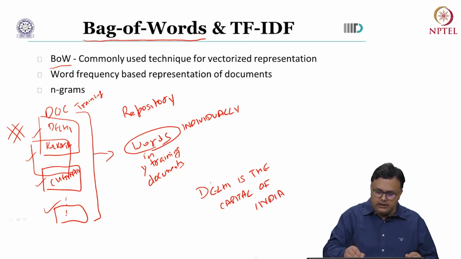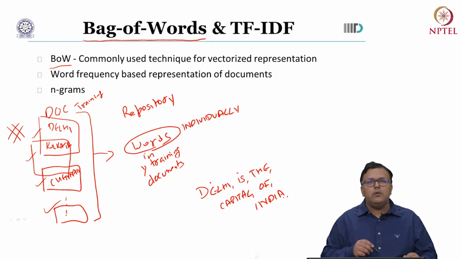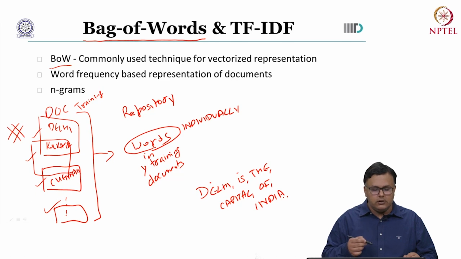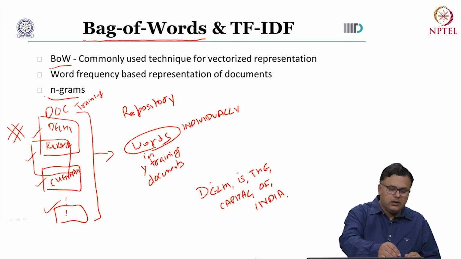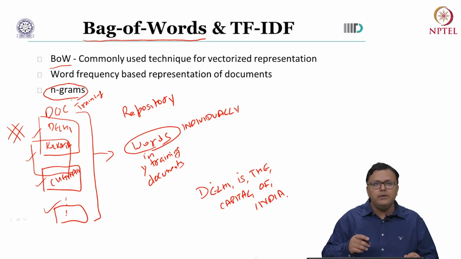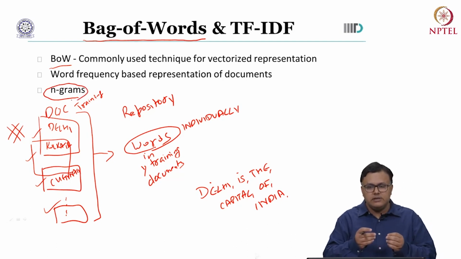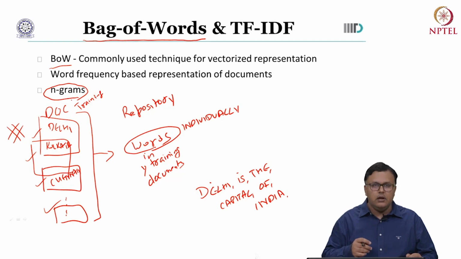Now you treat each word here separately. Delhi is one word, is one word, the is one word, and so forth, right? Now, very early on, a concept was introduced, especially for natural language processing, where we said, well, let's also have combinations of words which are occurring together. Now, that is referred to as n-grams.